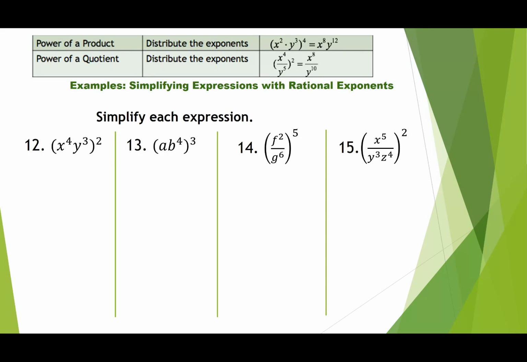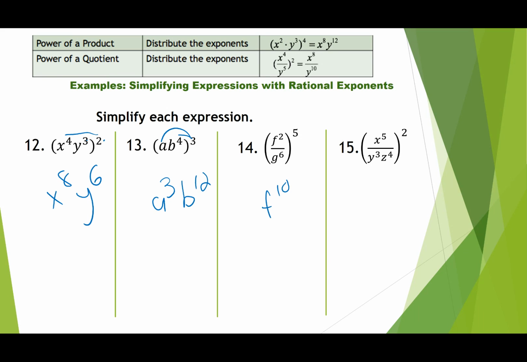Cool? All right, remember you're still distributing here, as long as there's no plus or minus signs. So you see, in none of those problems is there any plus or minus sign, so I don't have to worry about it. I'll just go ahead and distribute. X to the 4th to the 2nd would be x to the 8th. Y to the 3rd to the 2nd would be y to the 6th. This will be a to the 1st to the 3rd, which would just be a to the 3rd. B to the 4th to the 3rd would be b to the 12th.